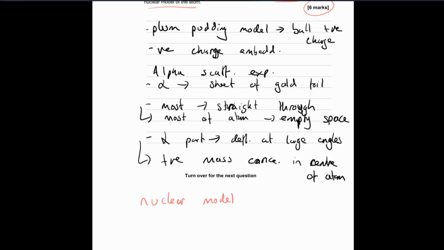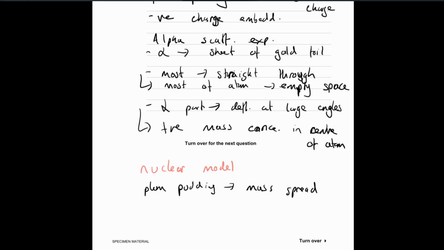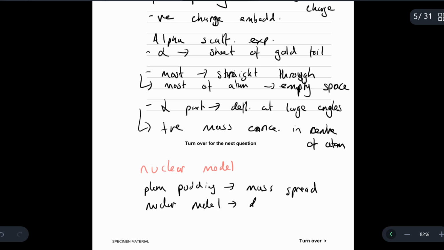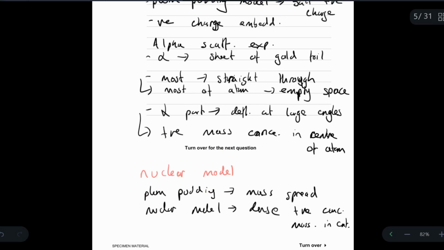And so we can say that in the plum pudding model, the mass was spread out throughout the atom, which disagreed with our observations. In the nuclear model, we have a dense positive concentration of mass in the middle. And the other point you can mention is about the charge. Same thing with the charge, and we've mentioned it in that. And so that should be enough for your 6 marks.